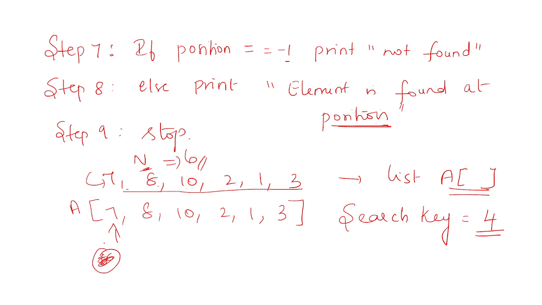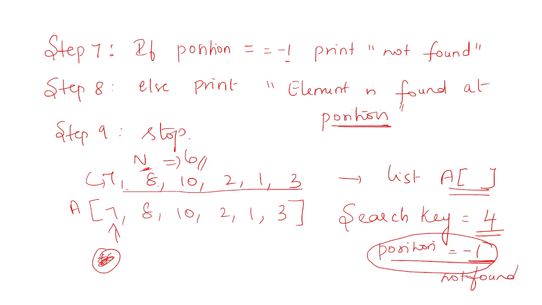Now I should start comparing. Before I start comparing, I set a variable position equal to -1. Even after you go to the end of the array, if the position is -1, it means the element is not found. If this position value is changed, then you have found the element at the particular position given by the value in the position variable.